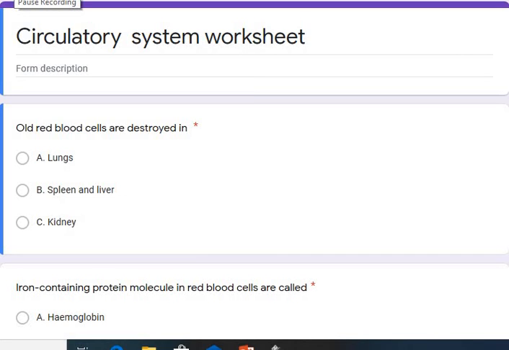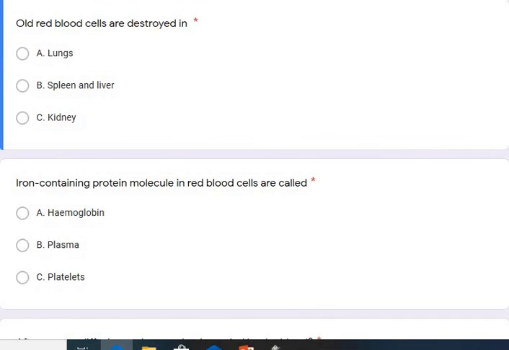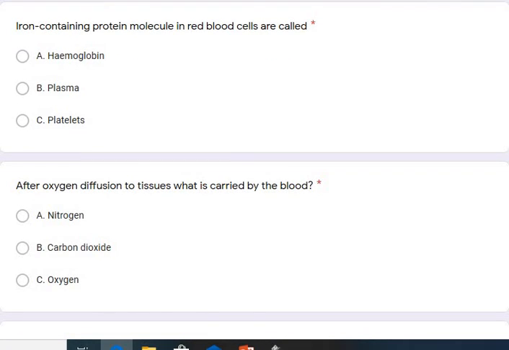Circulatory system revision. Old red blood cells are destroyed in the spleen and liver. Red blood cells remain active for 120 days. Iron-containing protein molecules in red blood cells are called hemoglobin.